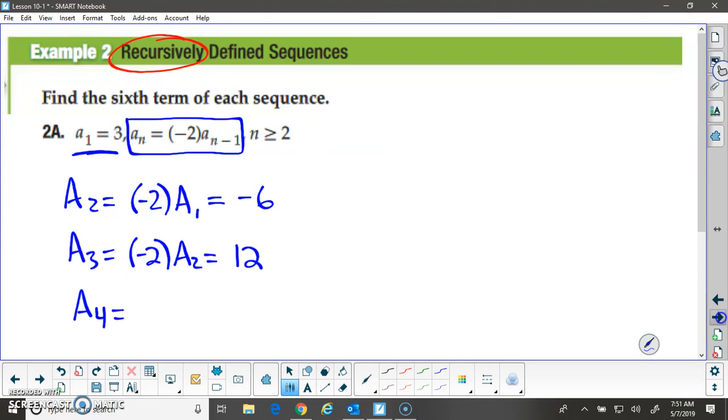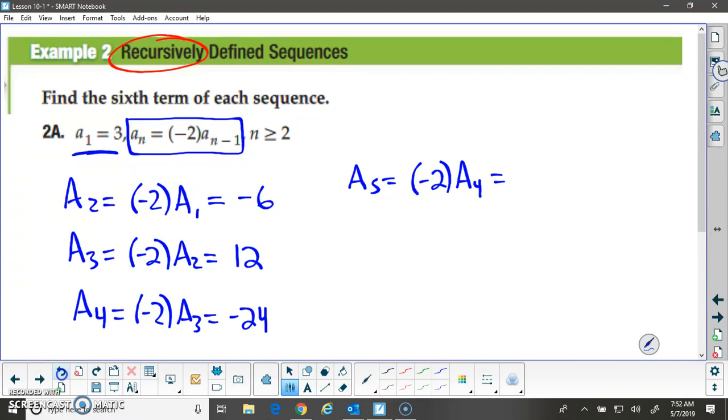Now to find the fourth term, we'll take -2 times the third term, and that would give us -24. Fifth term would be -2 times the fourth term, which would give us +48. And then our sixth term would be -2 times our fifth term, which would be negative 96.